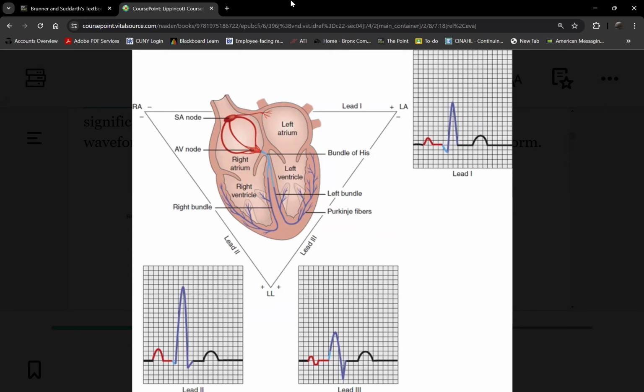You see what wave again when this happens? The P wave. Okay, all right.